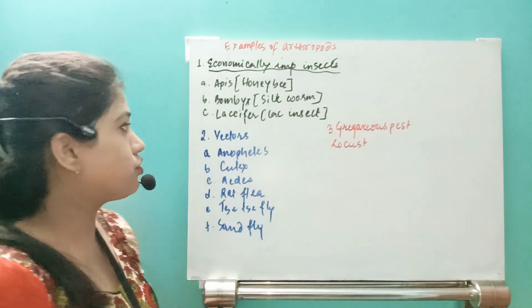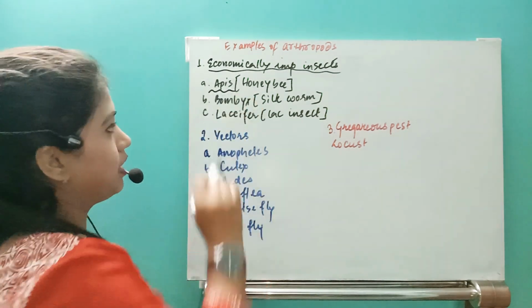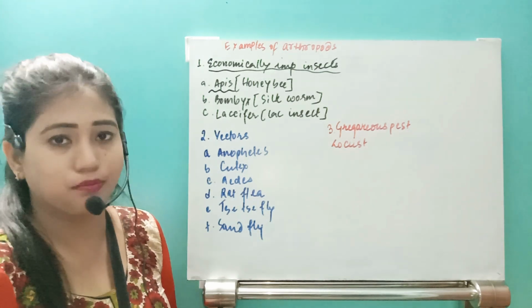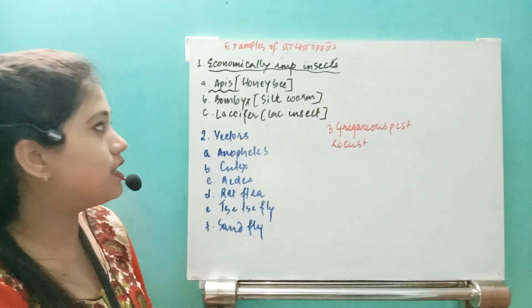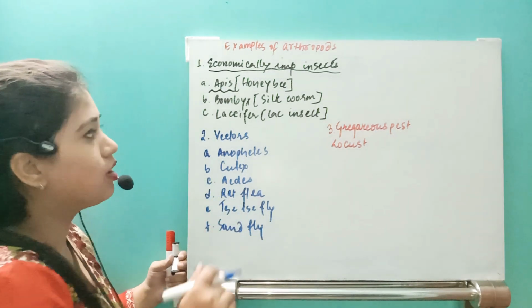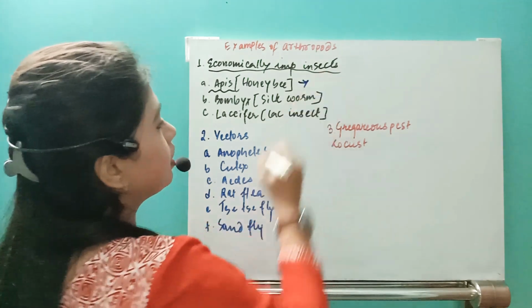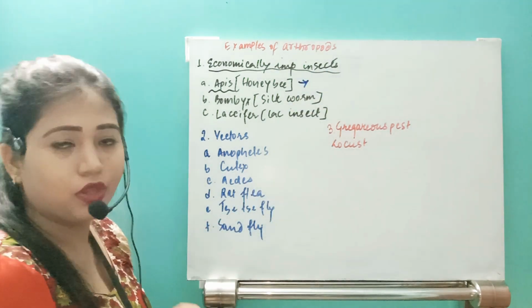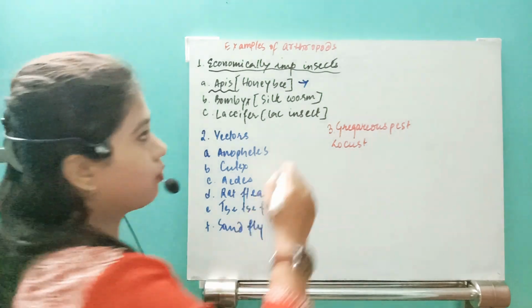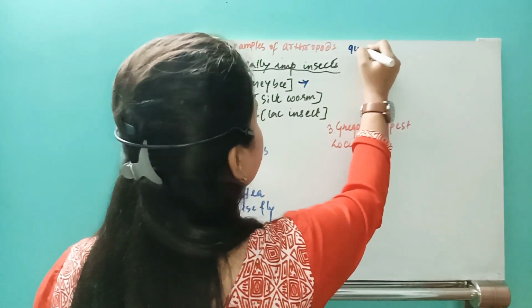First of all, one example is Apis, or honeybee. We know honeybee is very important. So let's see what is important about honeybee. You need to know that this honeybee is a social organism. They live in a society which has 3 different groups. What are they? One is the queen.